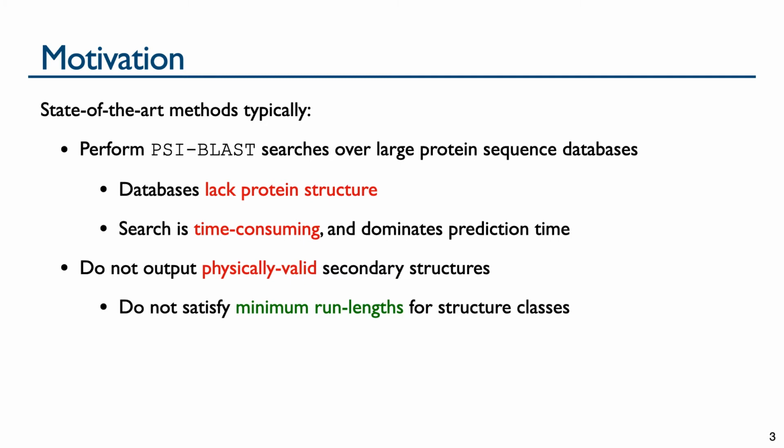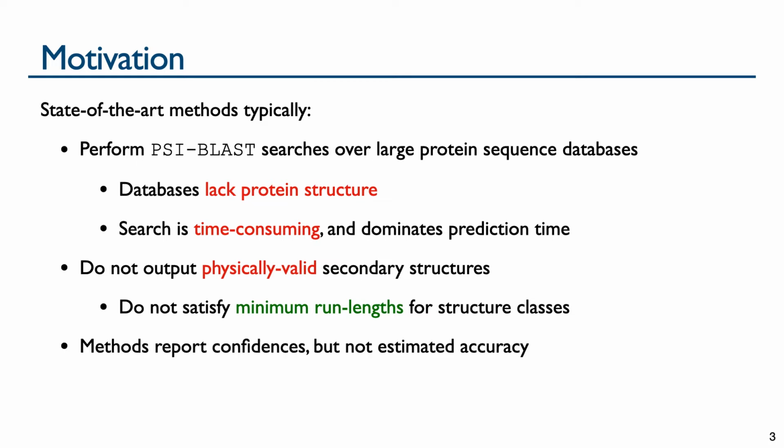Many of these tools do not output physically valid secondary structure. In particular, they do not satisfy minimum run lengths. For example, an alpha helix must be at least 5 residues long in nature. These methods also report confidences, which are a measure of how unambiguous the predicted structure class is at a residue, which doesn't translate to estimated accuracy, which is more desirable to a user.